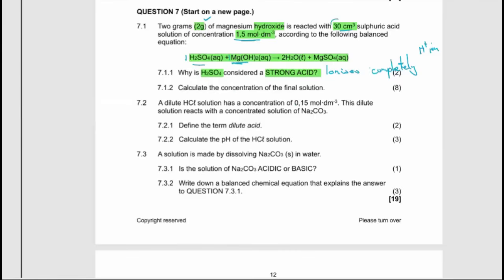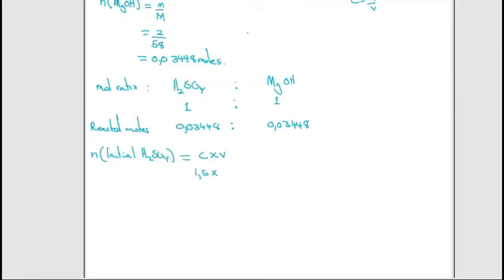So the volume there, can you see, is 30 cubic centimeters. Which volume should I use there? It should be in dm cubed. Therefore, I'm going to divide that one by 1,000. So if I say 30 divided by 1,000, I'm going to get a value of what? 0,03, right? So here I'm going to say multiplied by 0,03.